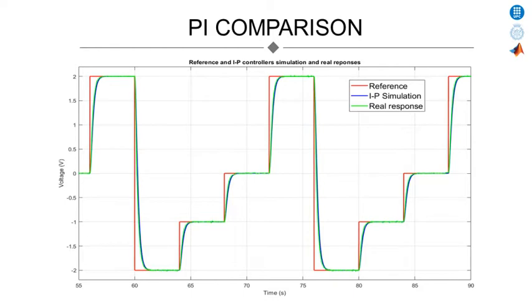In this figure we can analyze the responses of a simulation done before implementing the controller in the real system, in blue, and the real response, in green. As can be observed, the two responses are practically the same, and so we can say that specifications are met.